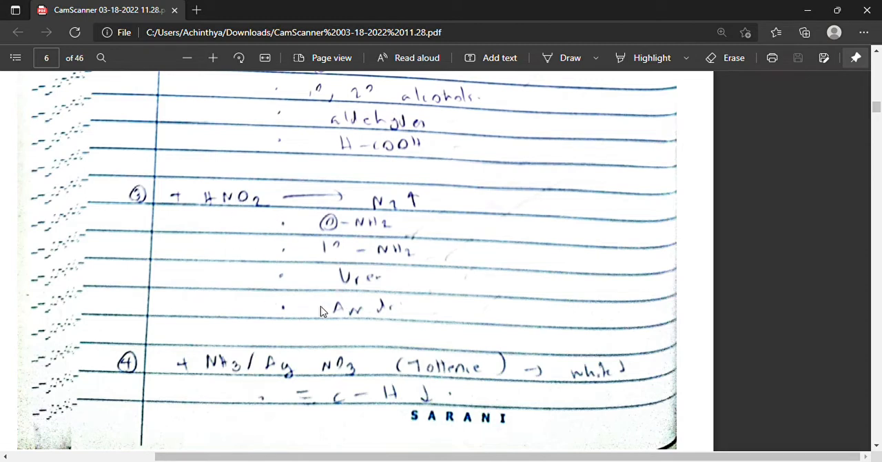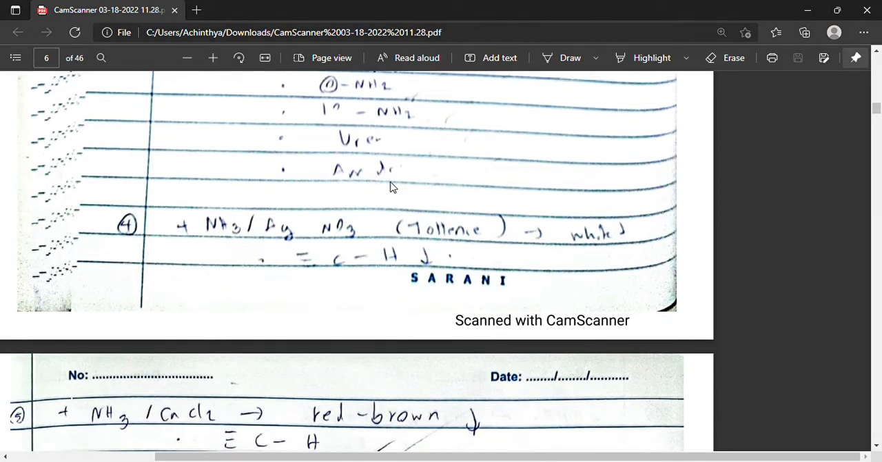If something reacts with nitrous acid to produce nitrogen gas, it could either be an aniline, a primary amine, urea, or amide. So apologies if you can't see it. And if we were to add Tollens reagent, which is ammoniacal silver nitrate, and it produces a white precipitate, then what you have is a terminal alkyne.